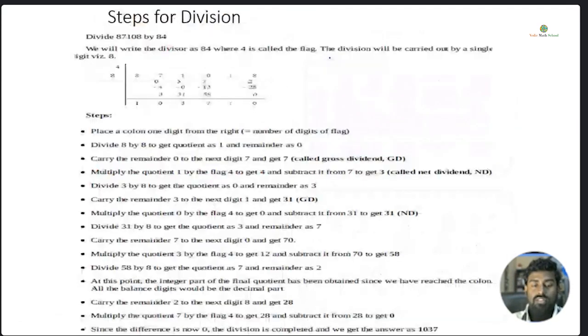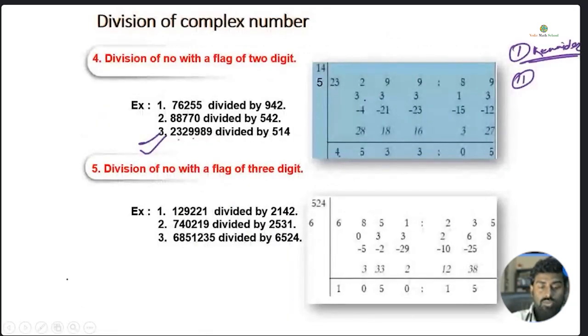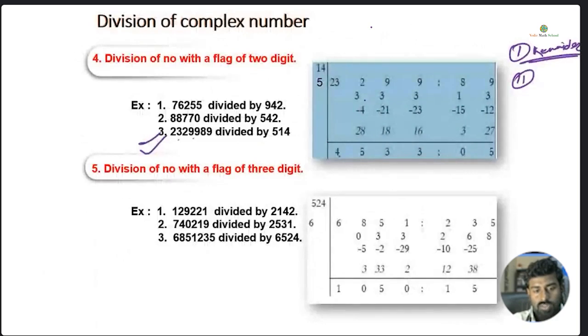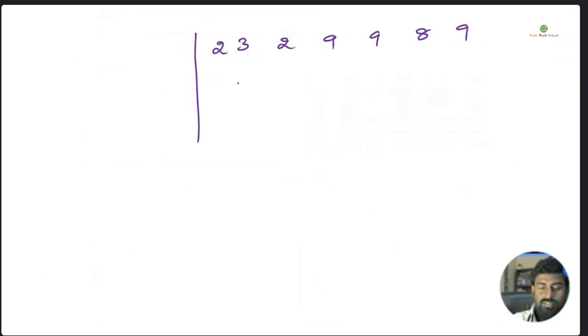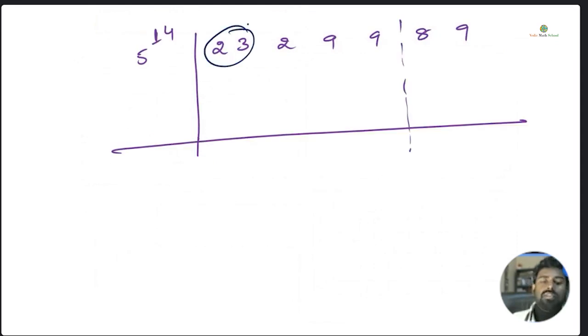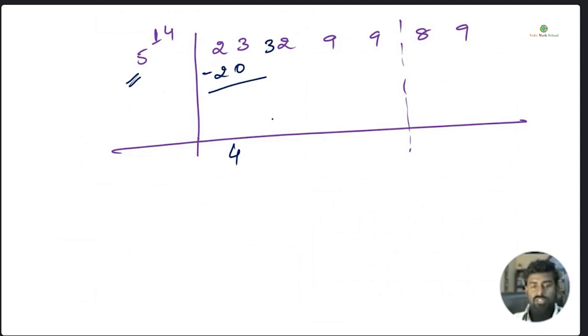So write down this question. Question was 2329989. Divisor was 514. I'm writing 14 as a flag. We can't divide 2 by 5, so I'm taking 23. How many times will we divide? 4 times. 5 4s are 20. Subtract 20. So what is the number? 30. 32. 5 6s are 30.